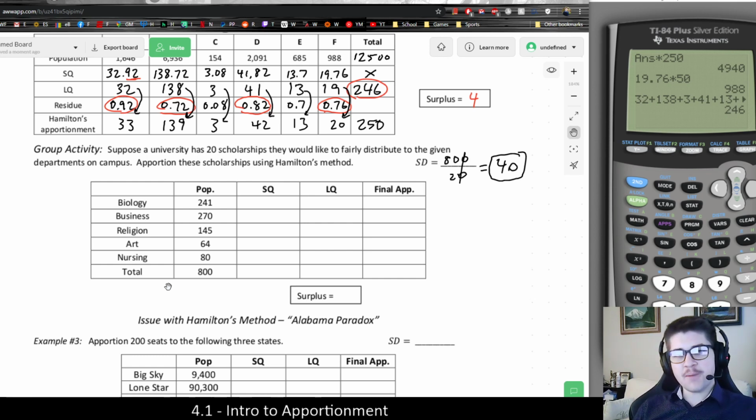And then moving from there, we need to take each state's population and divide by the standard divisor. And actually notice this table is arranged horizontally as opposed to vertically. It doesn't really matter how you choose to organize them. I tend to like the vertical approach, but it doesn't really matter.